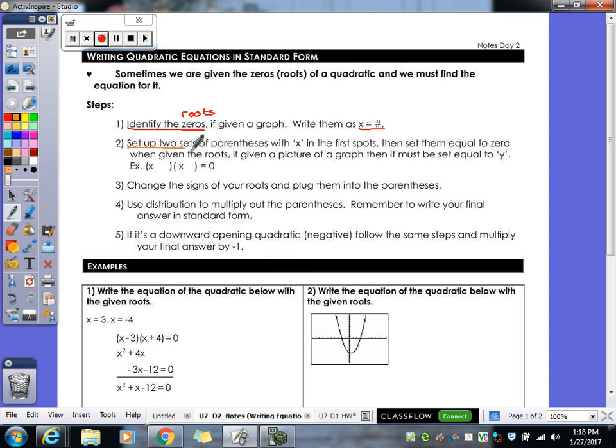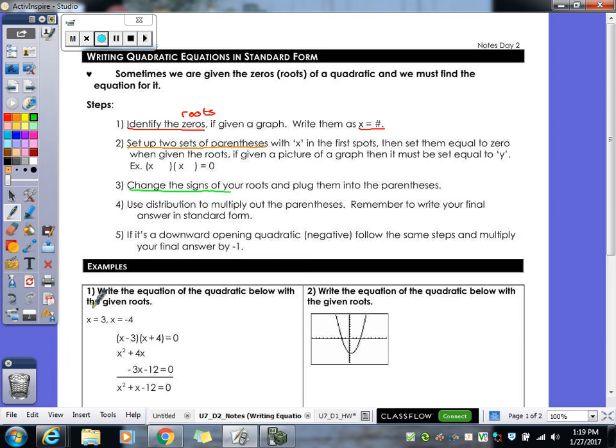Step 2, you're going to set up 2 sets of parentheses with x in the first spots, and then set them equal to 0 when the roots are given, or to y if it's a picture. We'll go over that as we do our examples down below.